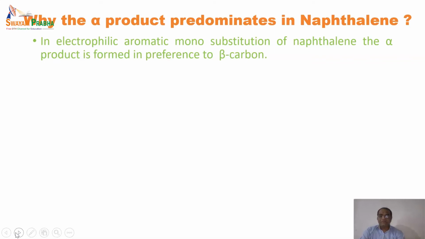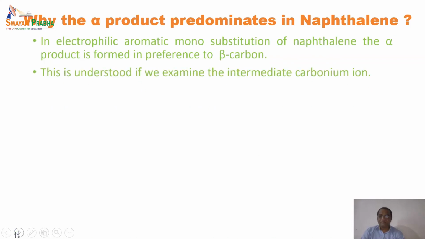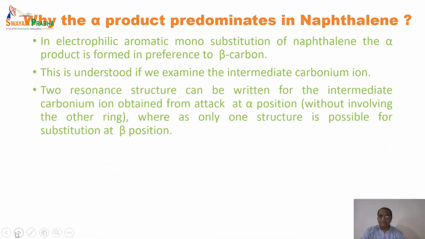In electrophilic aromatic monosubstitution of naphthalene, the alpha product is formed in preference to beta carbon. This is understood if we examine the intermediate carbonium ion. Two resonance structures can be written for the intermediate carbonium ion obtained from attack at the alpha position without involving the other ring, whereas only one structure is possible for substitution at beta carbon.